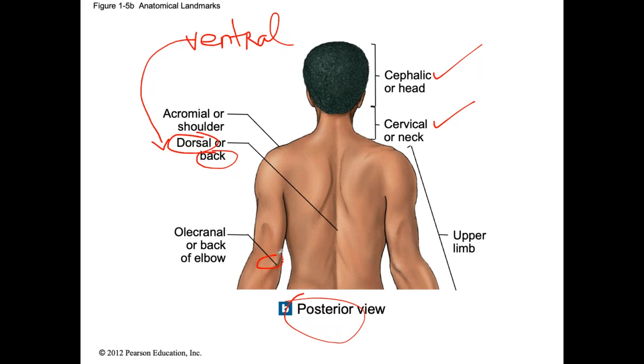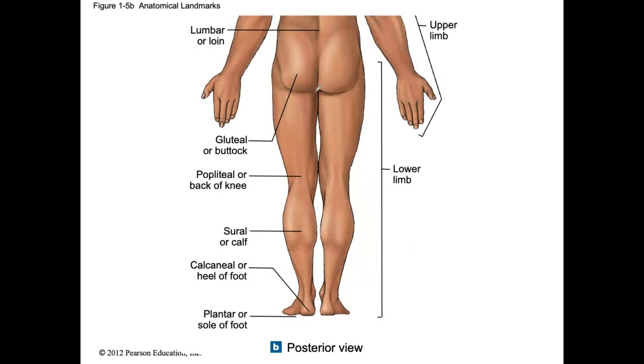The back of the elbow is called olecranon. Then you have an upper limb, and if there's an upper limb, there's going to be a lower limb. The highest point of the shoulder is called the acromion. That's the highest part of the shoulder. Here's the upper limb, then we have a lower limb.